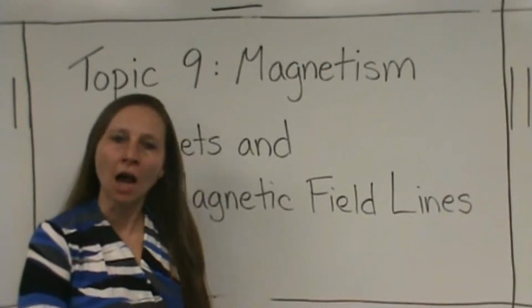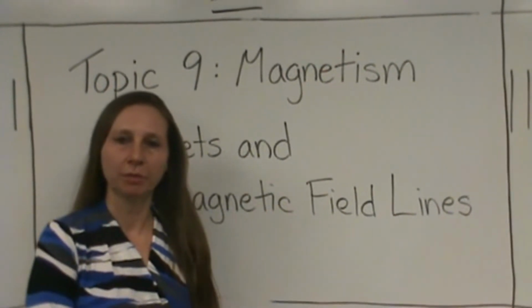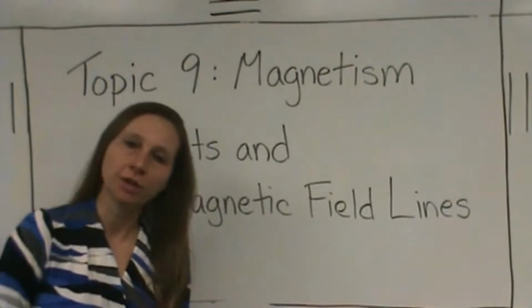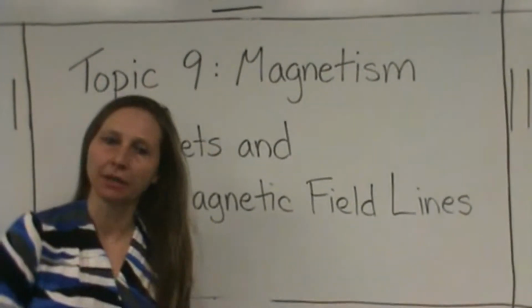This is topic 9 of the Regents Physics syllabus, magnetism. And this section is the introduction to magnets and magnetic field lines.